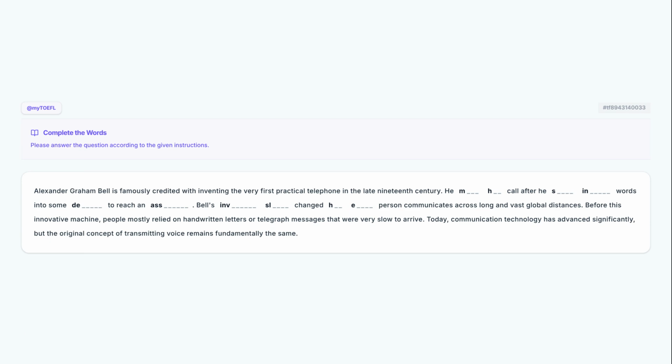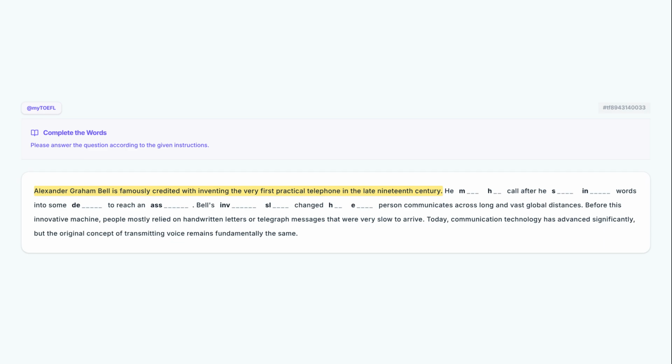Let's start with the very first sentence of the passage. This sentence establishes the historical context and introduces the primary subject we will be discussing. Pay close attention to the details here, as they provide the foundation for the upcoming questions. Alexander Graham Bell is famously credited with inventing the very first practical telephone in the late 19th century.